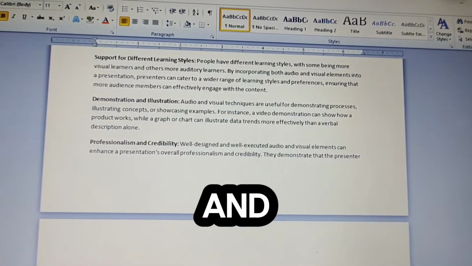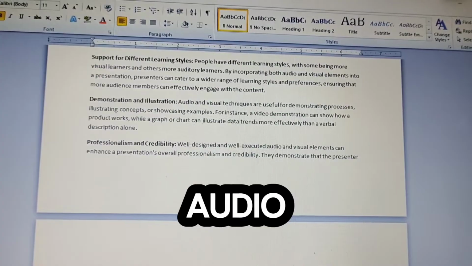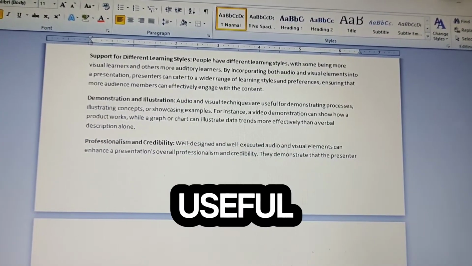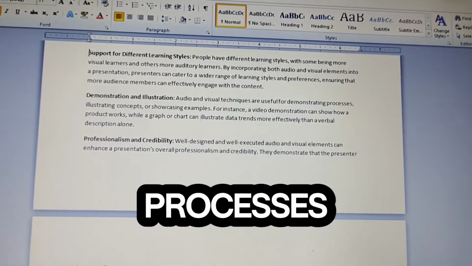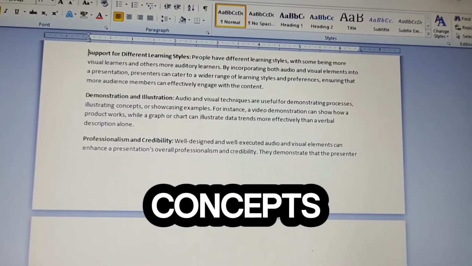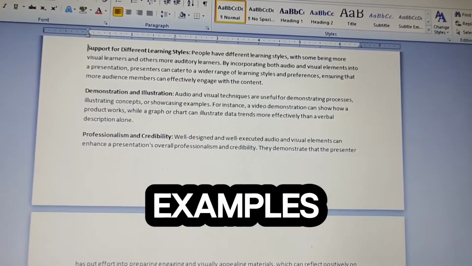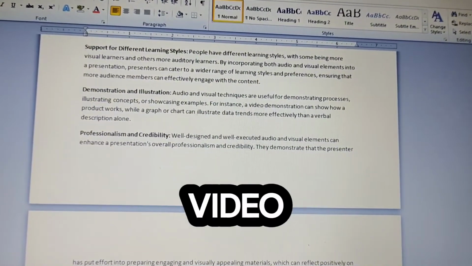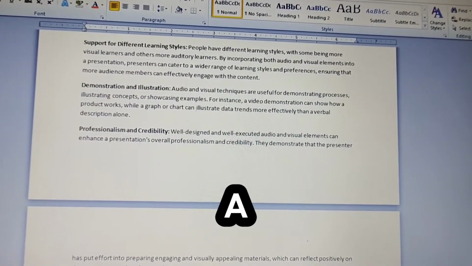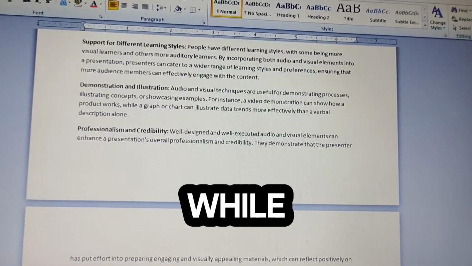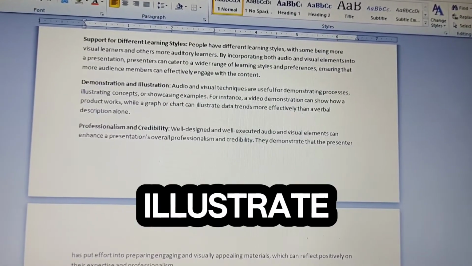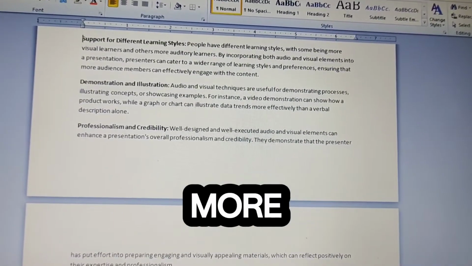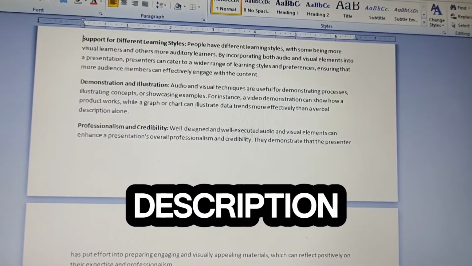Demonstration and illustration. Audio and visual techniques are useful for demonstrating processes, illustrating concepts, or showcasing examples. For instance, a video demonstration can show how a product works, while a graph or a chart can illustrate data trends more effectively than a verbal description alone.